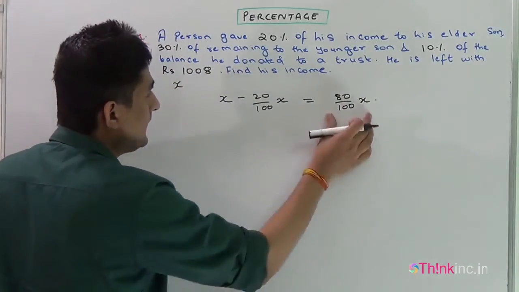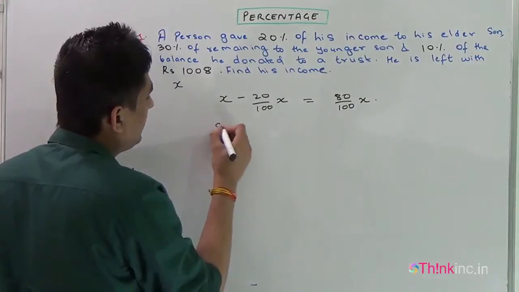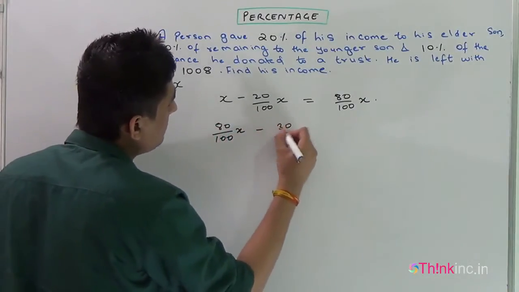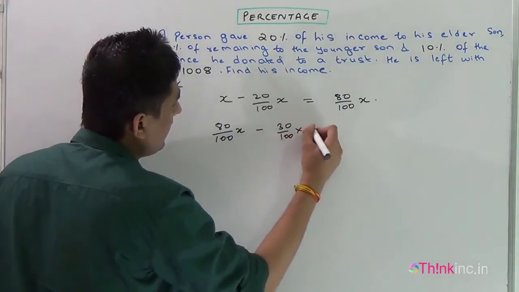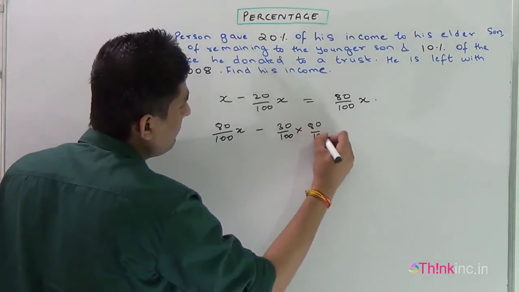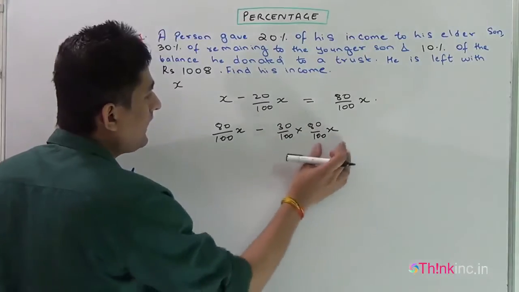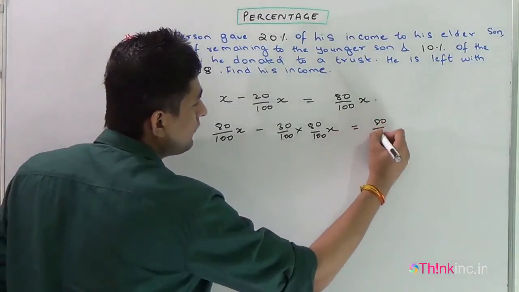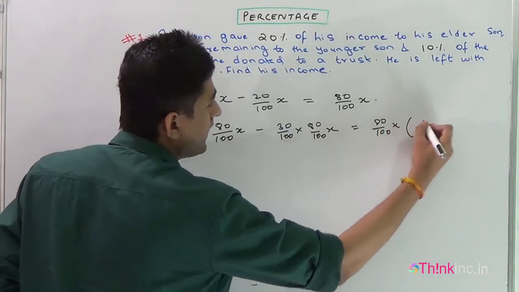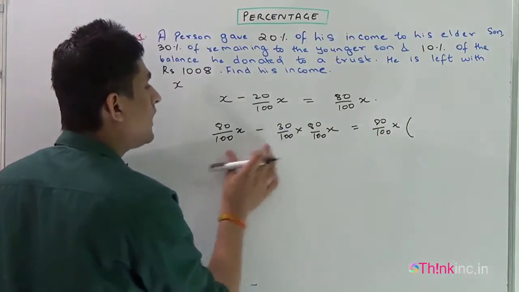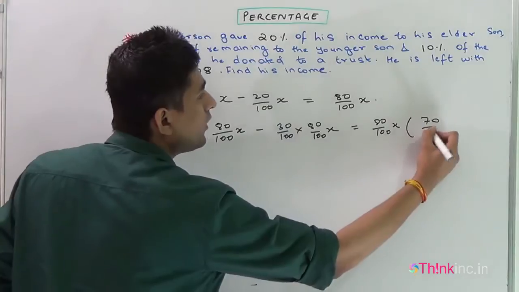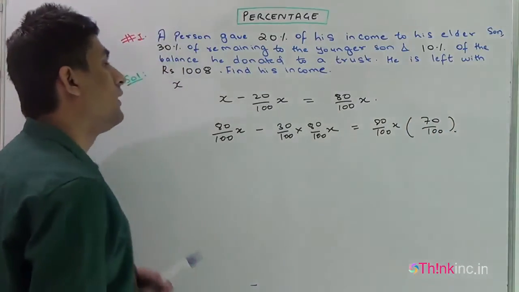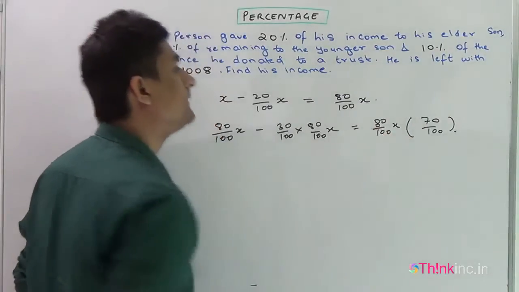So we'll calculate 30% of this income. He had 80 by 100 of X minus 30 by 100 of 80 by 100 of X. I'll take 80 by 100 of X common, and if I solve this, I'll get 70 by 100 of this amount. This is 80.